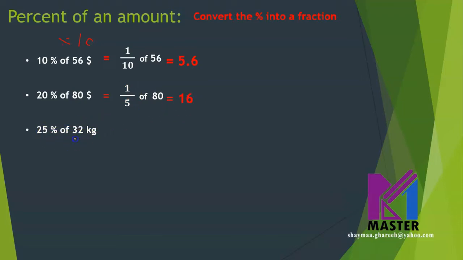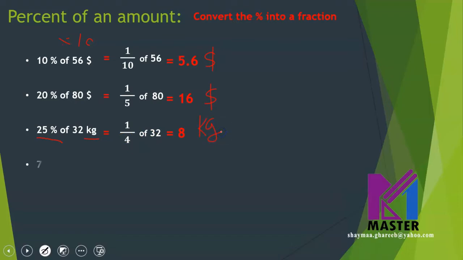25% of 32 kilograms. And please don't forget the unit. The unit here is dollar, and the unit in this example is kilograms. The 25%, we said before, is a quarter of the amount. So a quarter of 32: 32 divided by 4 equals 8, and I have to put the unit, which is kilogram.